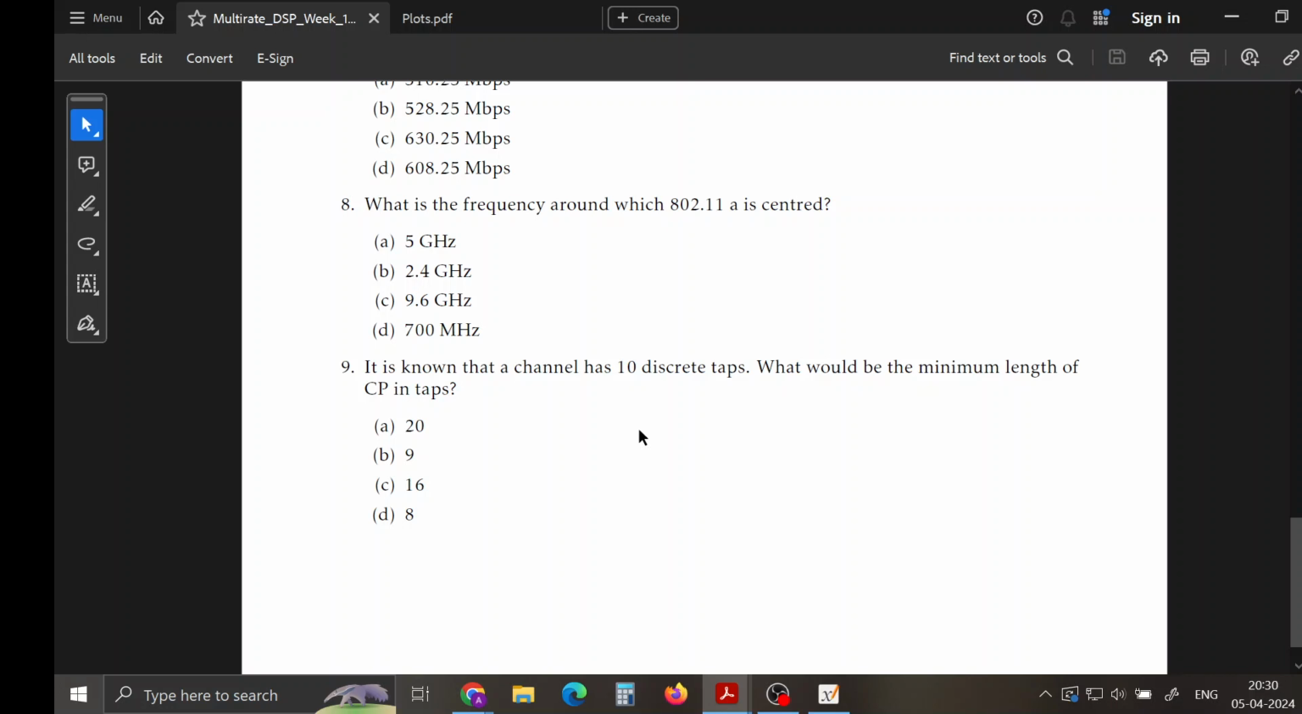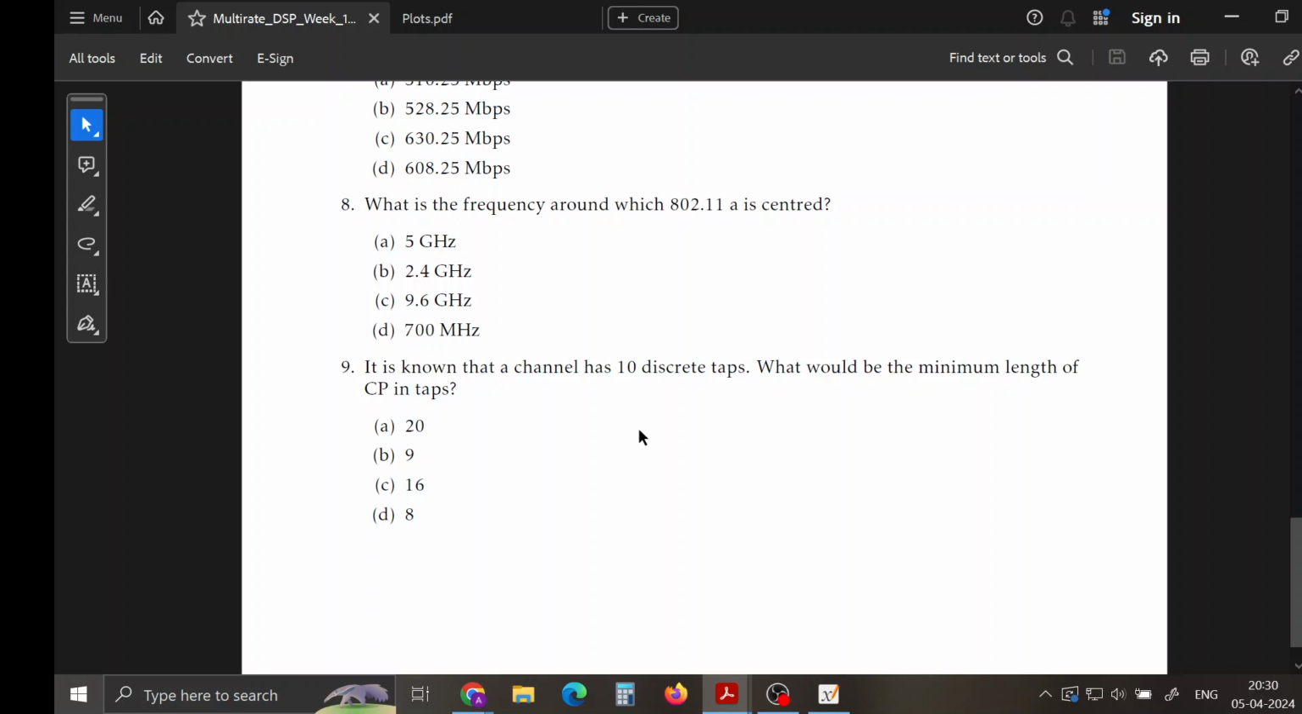So what it says is that there is a channel which has 10 discrete taps. Okay, so 10 channel taps are there, and we know that if there are 10 channel taps, then the number of symbols of ISI would be 1 less than the number of channel taps. So that will be 9. Okay, 10 minus 1, 9.